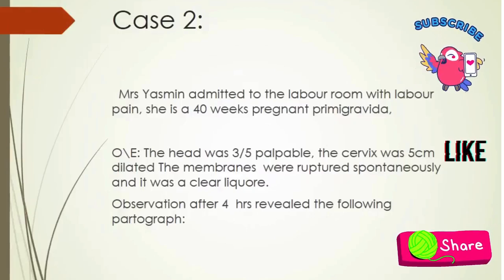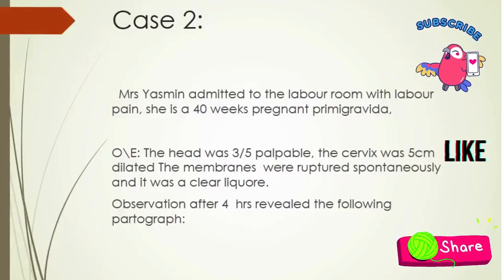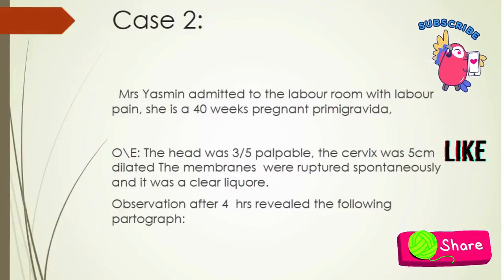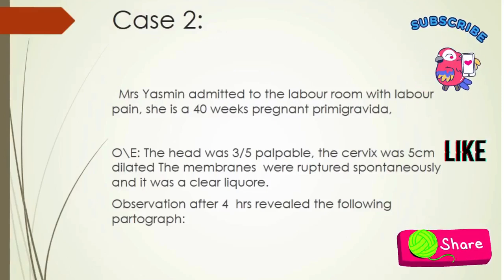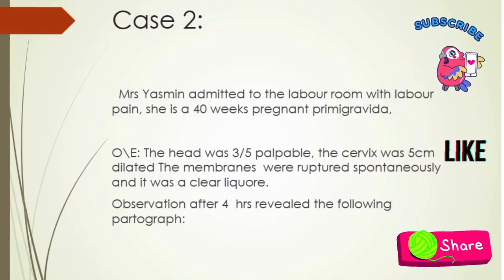Case number 2, Mrs. Yasmin admitted to the labor room with labor pain. She is a 40 weeks pregnant primigravida. On examination, the head was 3/5 palpable. The cervix was 5 cm dilated. The membranes were ruptured spontaneously with a clear liquor. Observation after 4 hours revealed the following partograph.